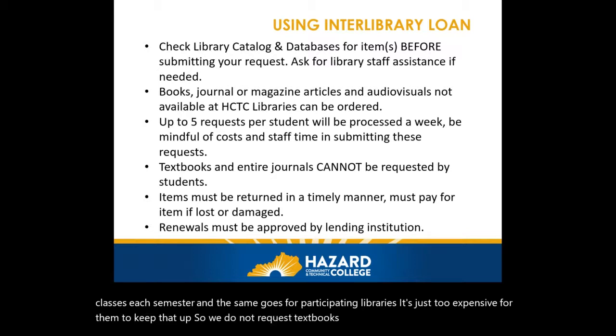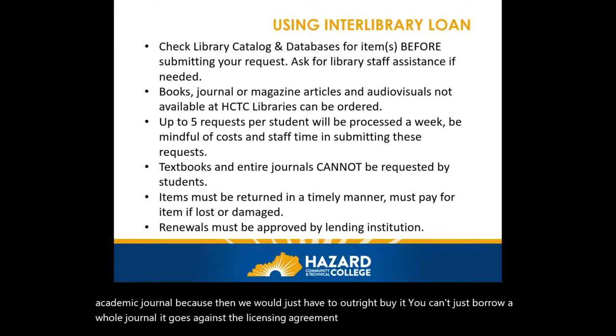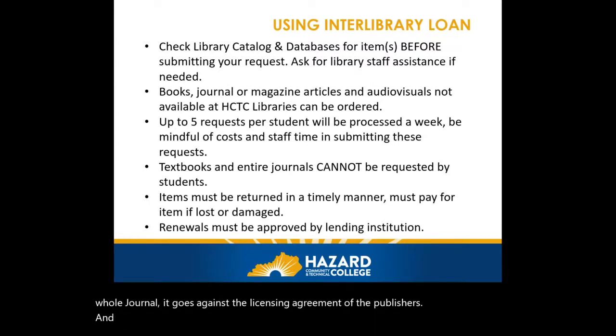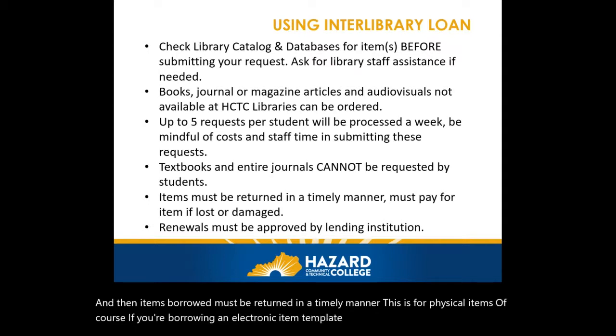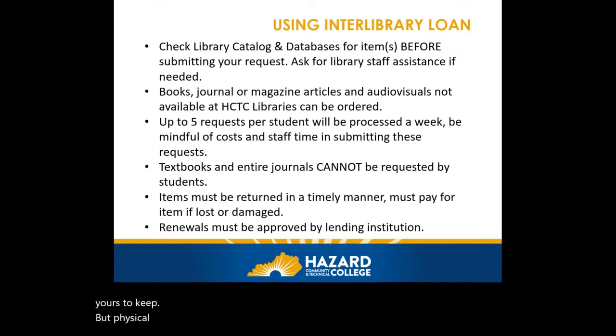We also cannot request an entire academic journal, because then we would just have to outright buy it. You can't just borrow a whole journal. It goes against the licensing agreement of the publishers. And then items borrowed must be returned in a timely manner. This is for physical items, of course. If you're borrowing an electronic item, it typically comes as a printout and it's yours to keep. But physical items must be returned.